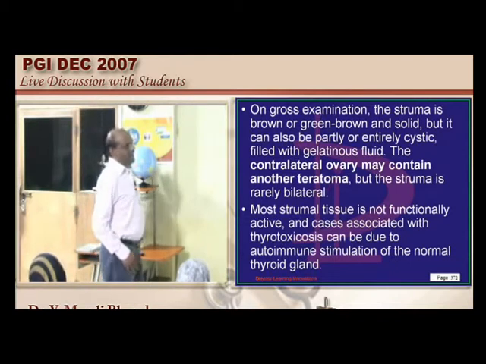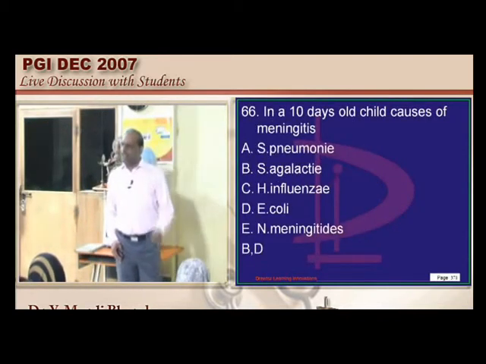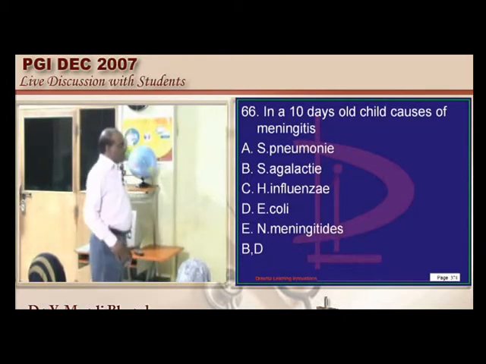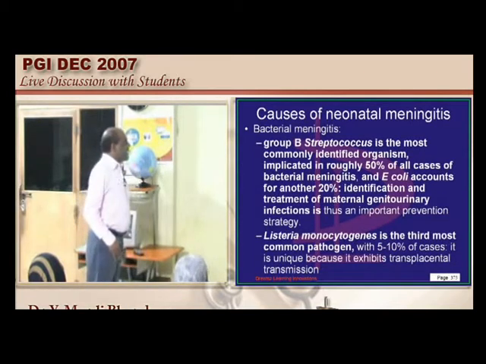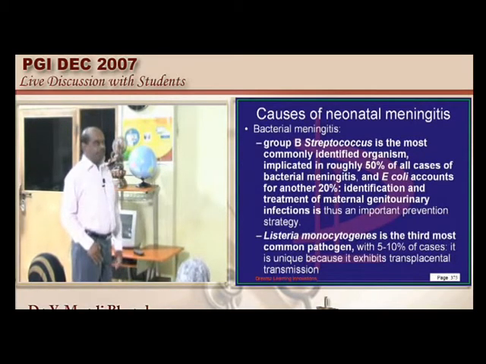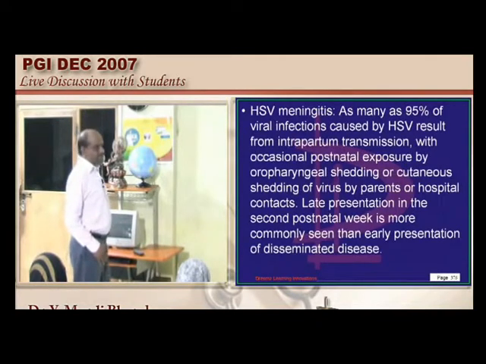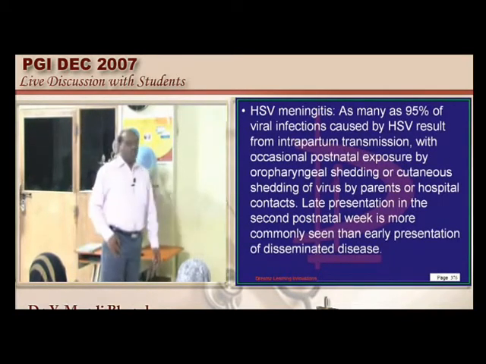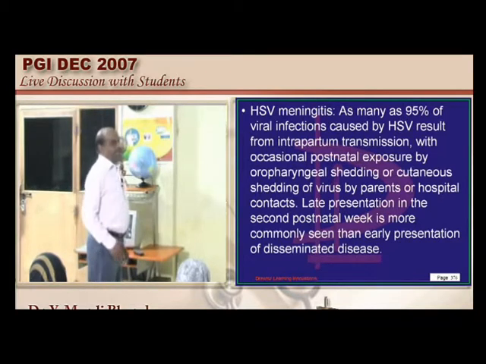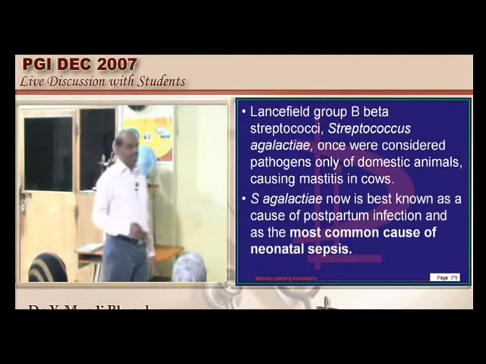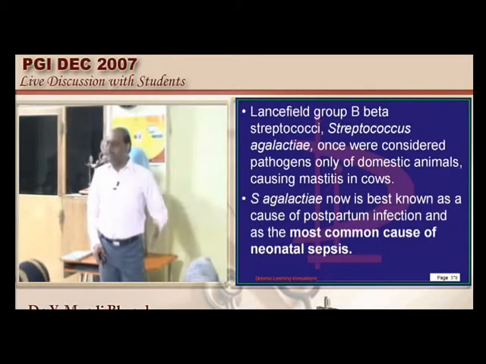A 10 days old child has meningitis. Common question, neonatal meningitis: what are the underlying causes? Group B streptococcus is the most commonly identified organism. Then comes E. coli, which is the second important, and third comes Listeria monocytogenes. They are all transmitted through vertical transmission. Is Streptococcus agalactiae the same as group B streptococcus? Definitely. That is the most important cause. Even viral causes like HSV and varicella zoster are other important known causes which can lead to neonatal meningitis.